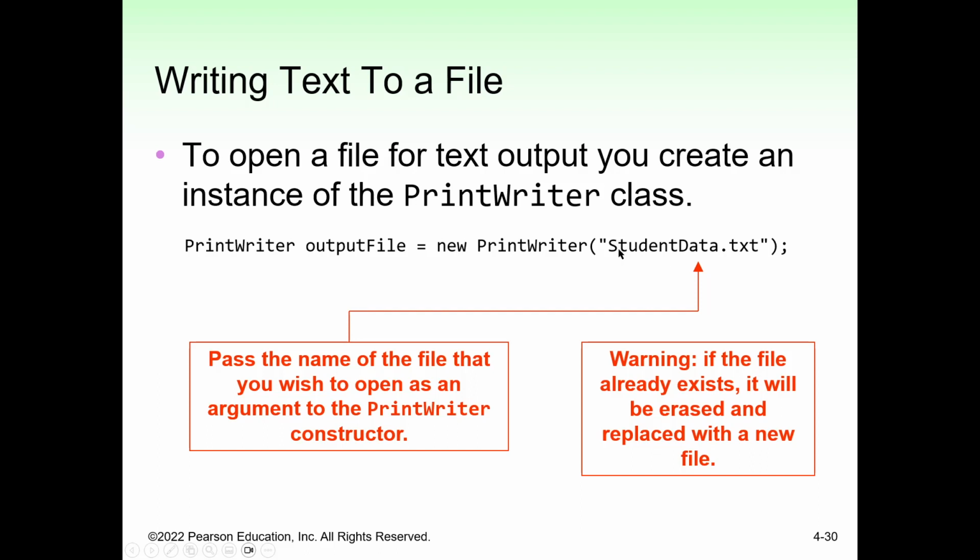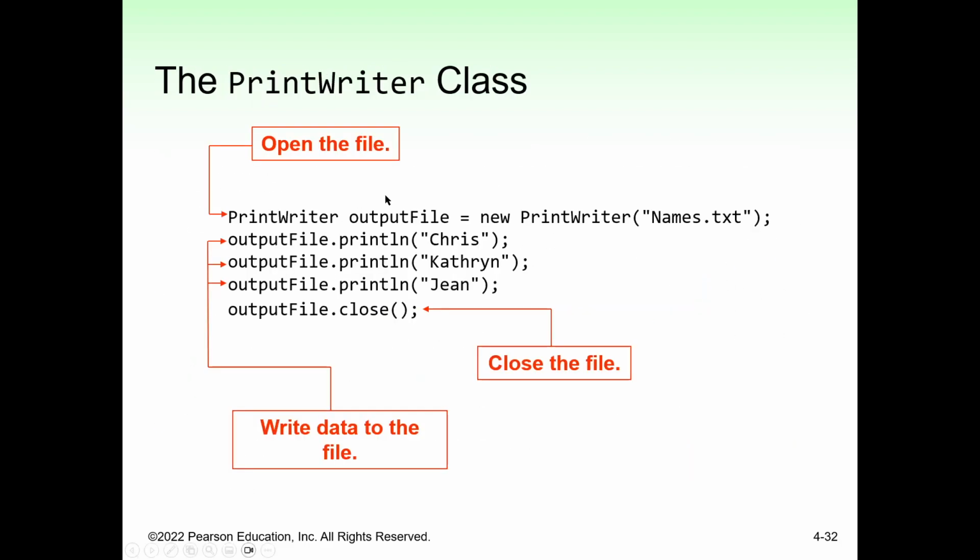However, if this file already exists on your computer, it's going to be fully erased and replaced with a brand new file. Here is the continuation of the code. In this case, we're creating an object called outputFile, and then the name of the file that we're opening is names.txt.